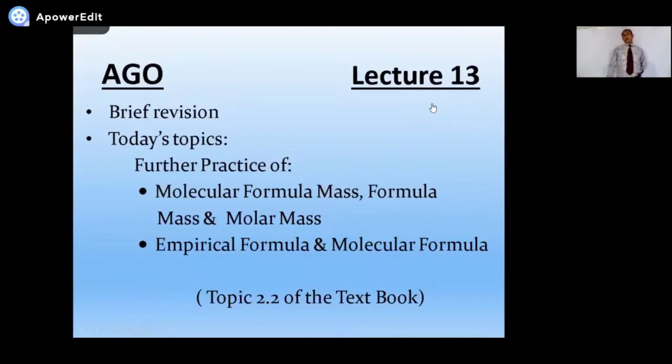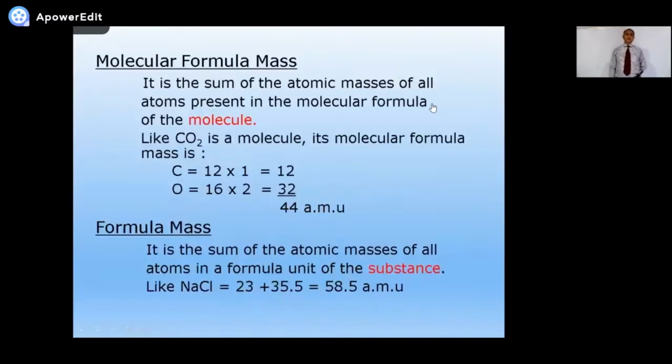So as I told you, we are playing nowadays masses and masses. Okay, let's start. So what is the molecular mass, molecular formula mass? As you can see on the screen, it's not a new thing, it's revision, right? Carbon dioxide, it's a molecule.